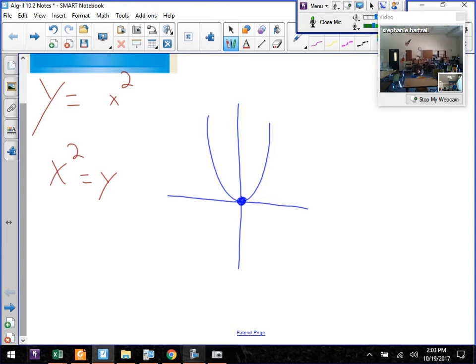Now, every single parabola has a vertex. And every single vertex is always looking at something. It's always looking at what's called its focus.